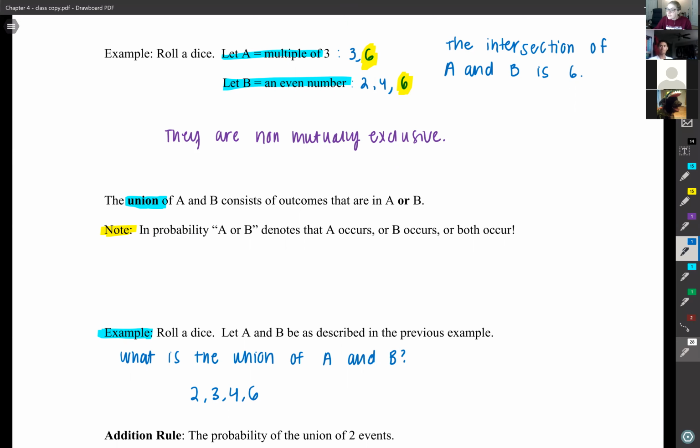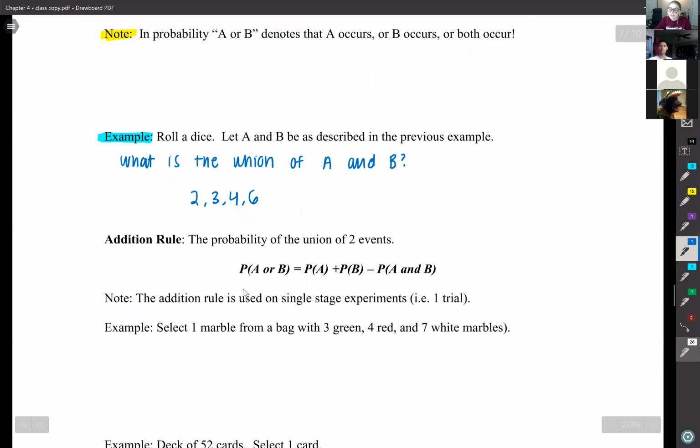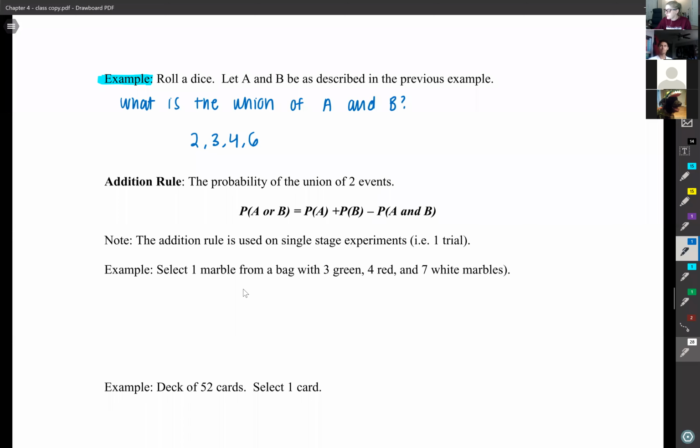All right, there's a reason that we talk about this. This gets into the addition rule. It's important to understand the difference between the union and the intersection of events, because this is where we're going to discuss how to find the probability of a union of events. This is known as the addition rule, and it tells you that the probability of A or B is equal to the probability of A plus the probability of B minus the probability of A and B.